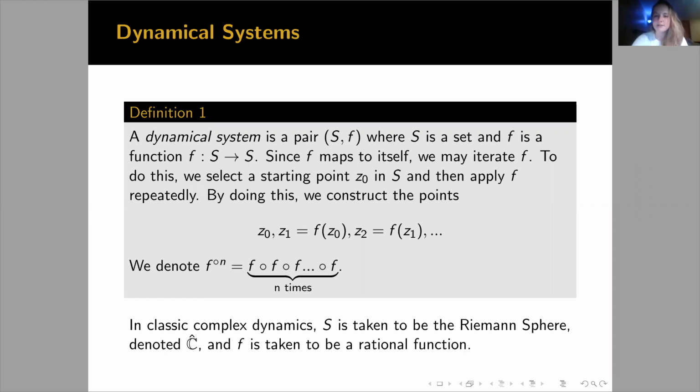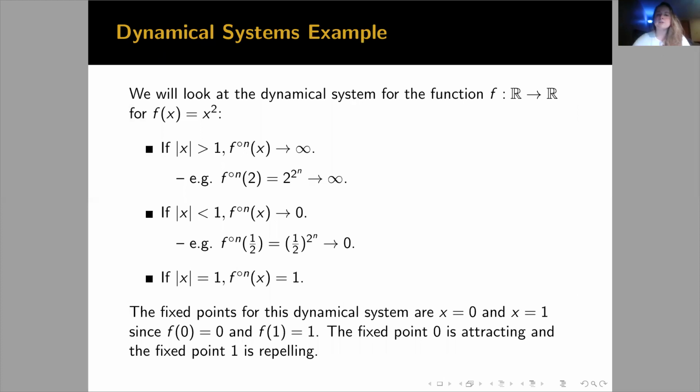In a dynamical system, we start with a point in S, plug it into the function F, then plug that output back into F. And we want to observe the behavior as we do this for various points over a lot of iterates of F. Since we'll be looking at complex dynamical systems, S is taken to be the Riemann sphere, where the Riemann sphere is the complex numbers union infinity, and F is taken to be a rational function. So to better understand what a dynamical system is, here's an example.